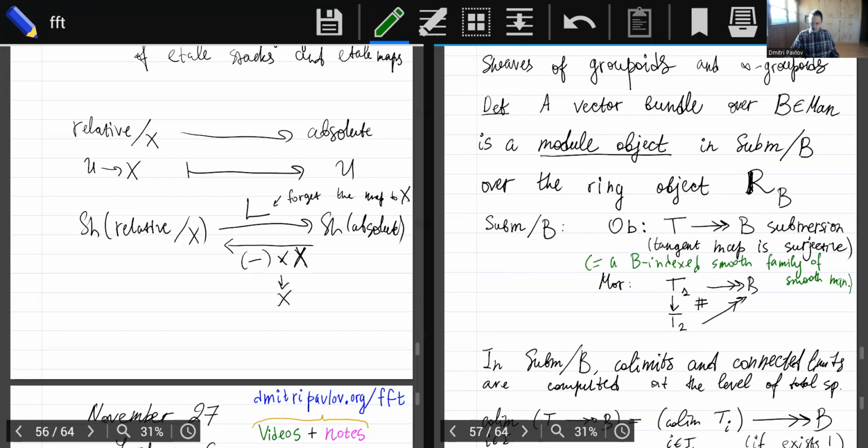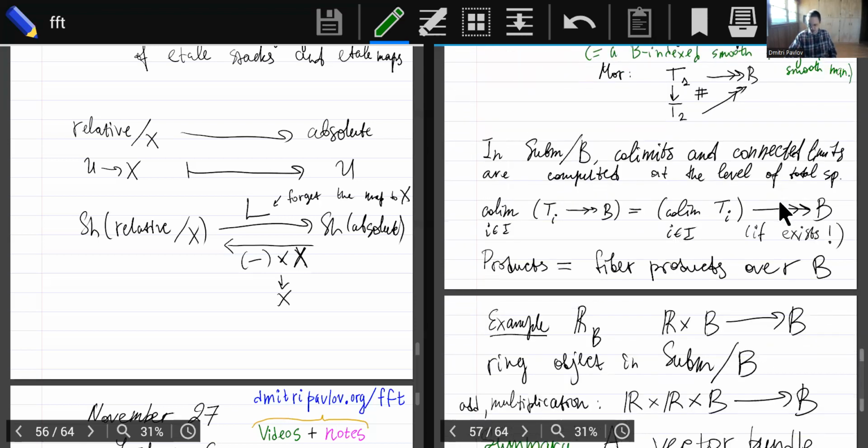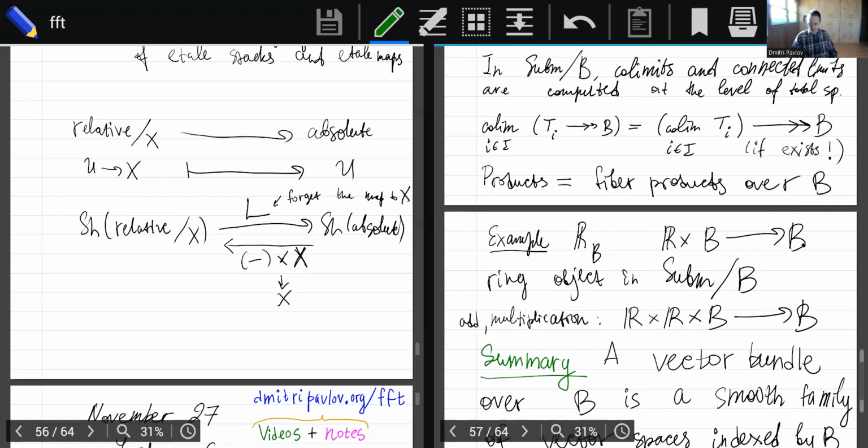All right, so in this category, we can construct rings and modules using the usual definition, but replacing sets everywhere with objects in this category, submersions over B. In particular, we can construct real numbers as an object in this category. So that's, I guess I wrote it down a bit below. Over every point of B, you have a copy of real numbers.